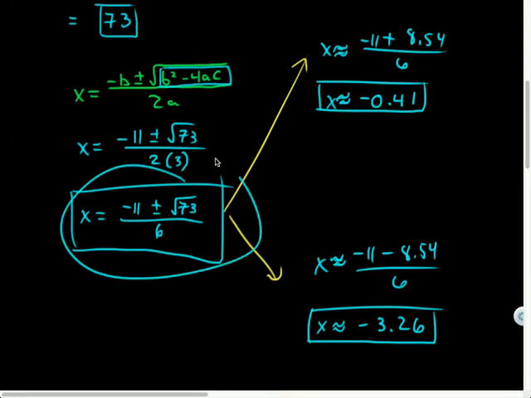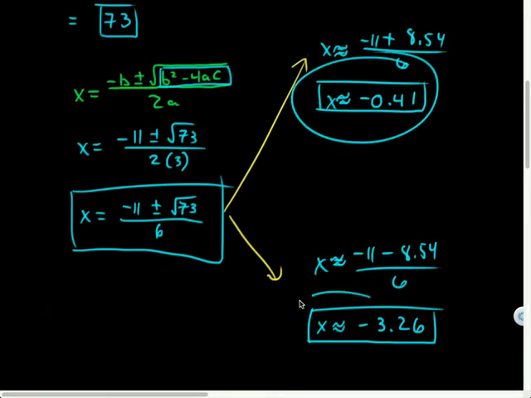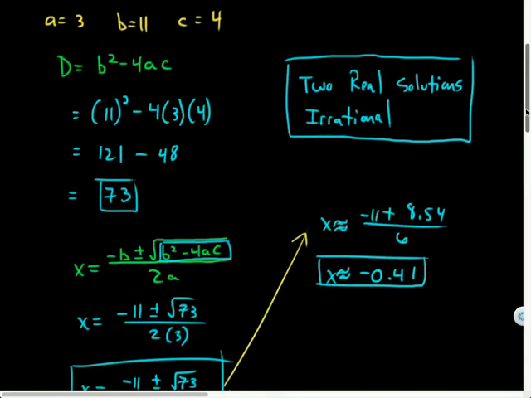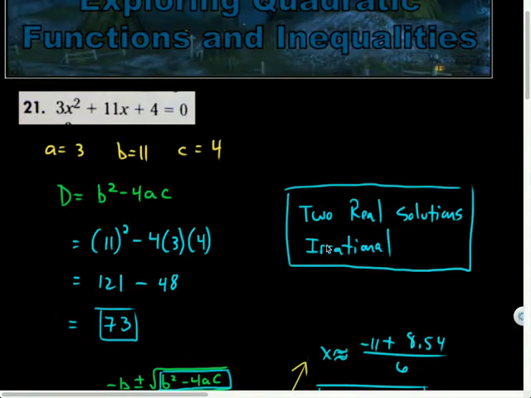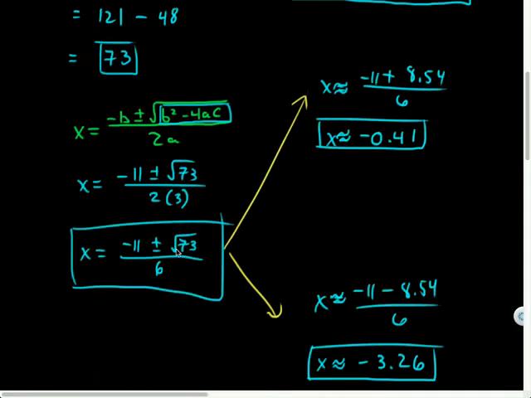So here's the exact answers. Here's the approximations of those answers. Here was the nature of the roots. Notice irrational, irrational because of the square root there, right? I couldn't simplify it any further. So the discriminant was right the whole time.